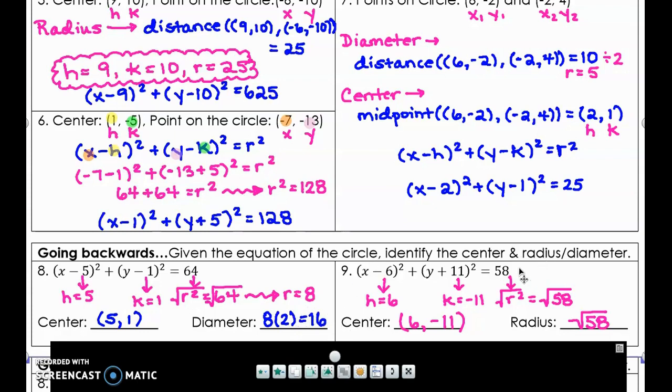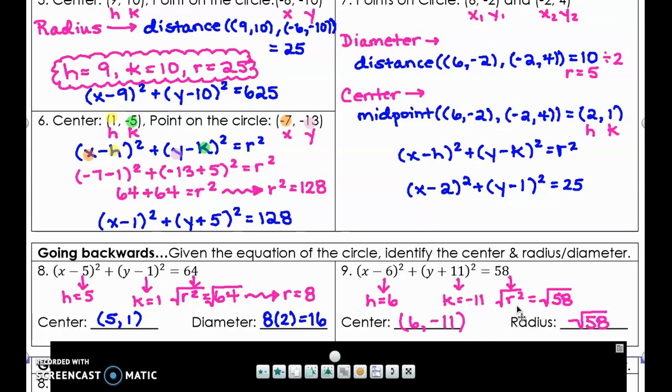So again, same thing here. I have the equation, working backwards. I need the center and the radius. Here we go. This 6 is going to be a positive 6 for my center, my h. This positive 11 is really saying it's a negative 11, because remember, like in that first example, we had a negative negative, which made it positive. Pulling it back out would be a negative in this case.